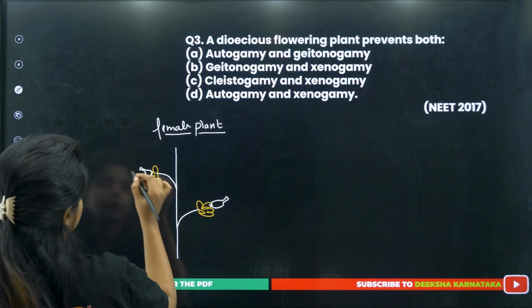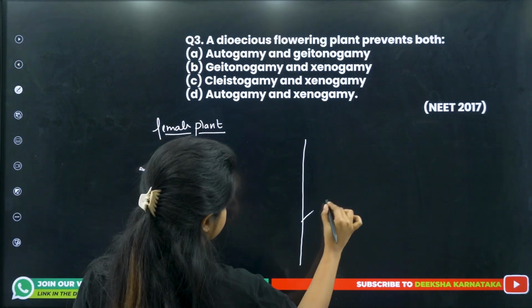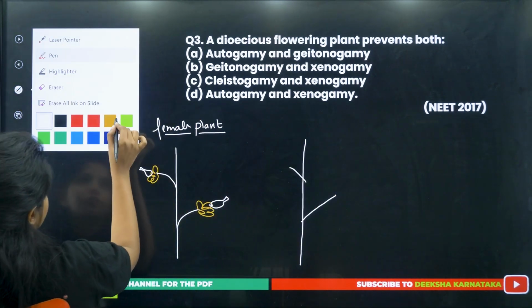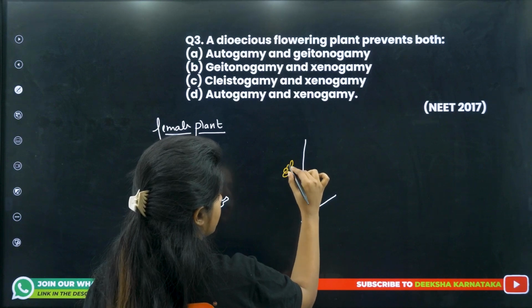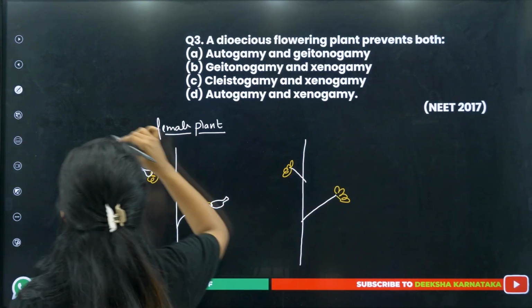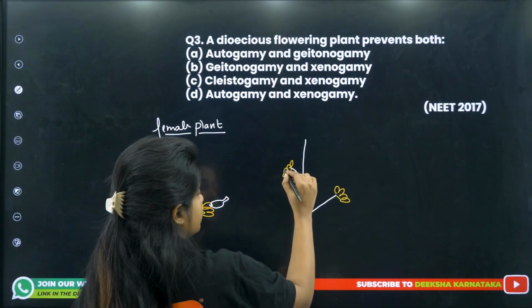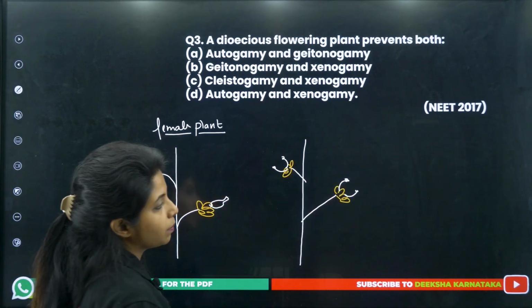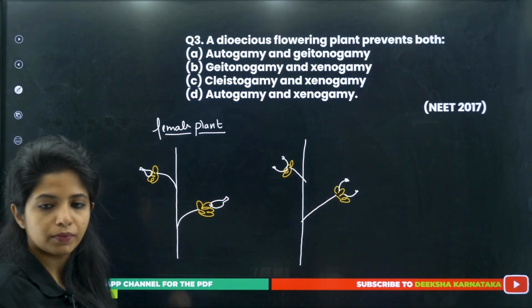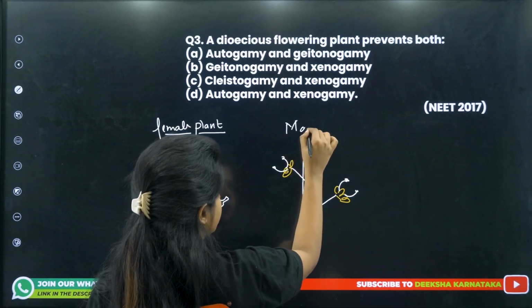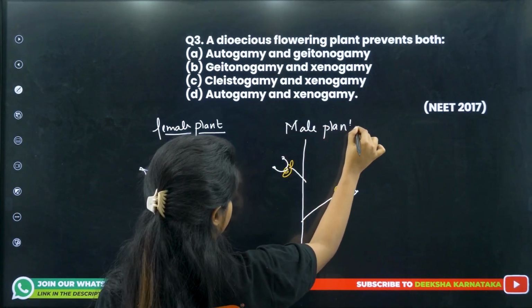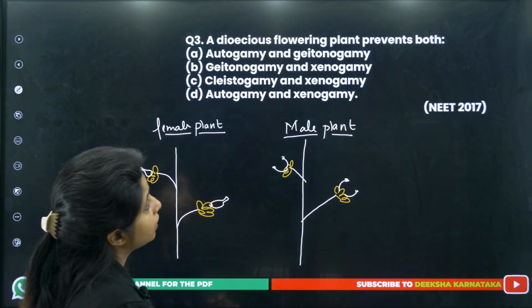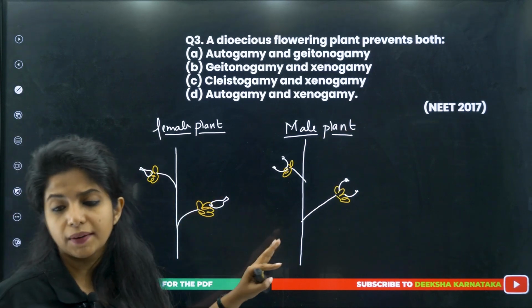Now going ahead, they have another type of flowers of the same species, but here they have the stamen instead of having the pistil. So this will be what, children? A male plant. Now in plants like this, they are asking, what do these types of plants prevent?